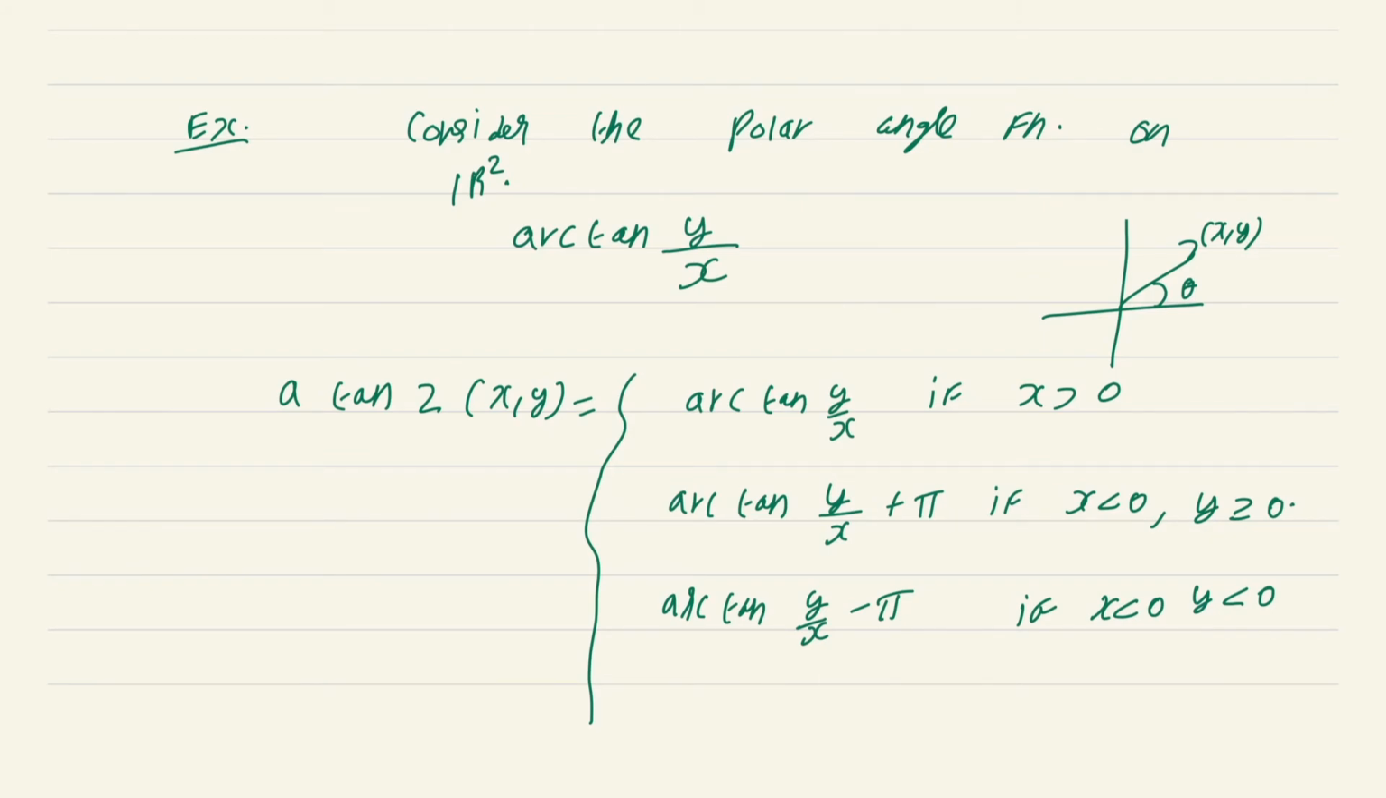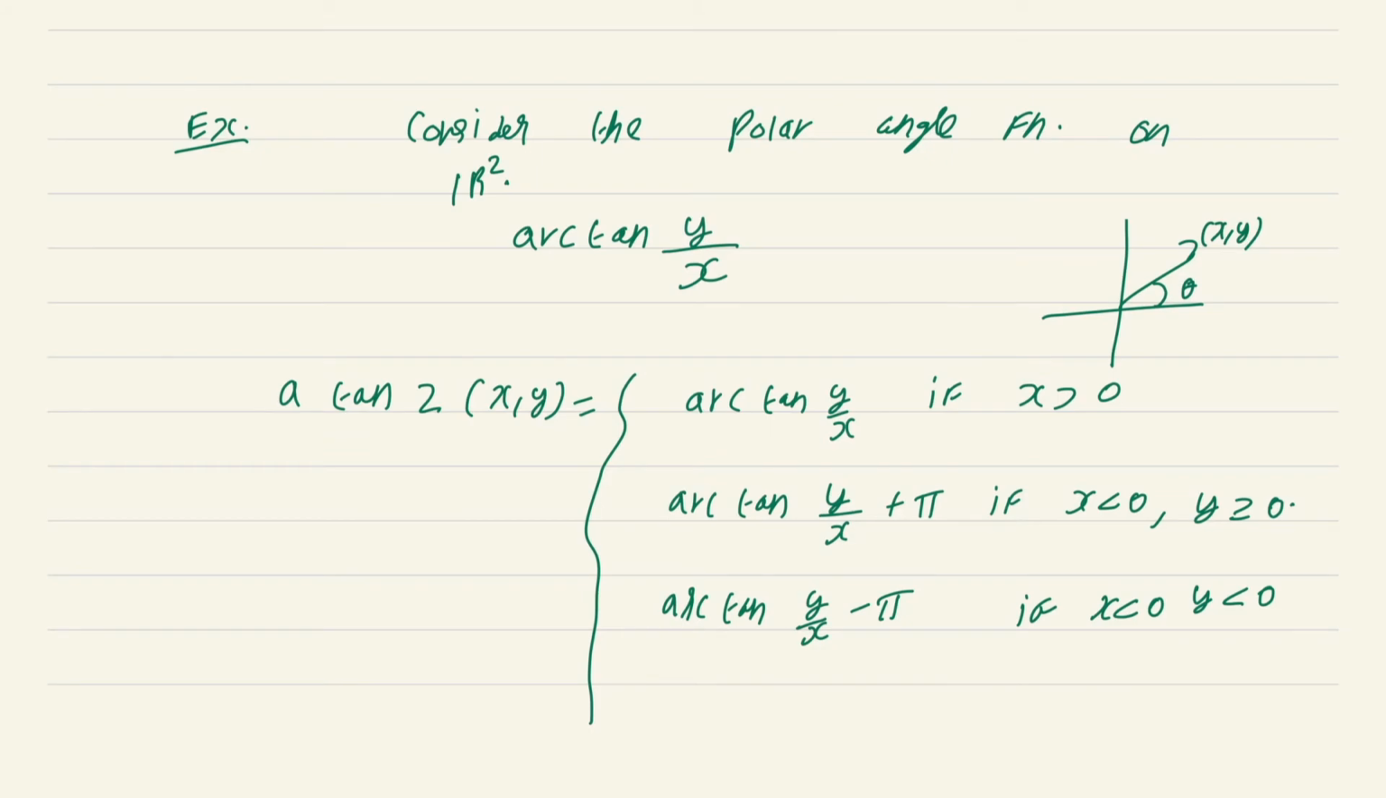Consider the polar angle function on R2. This function is going to be given by arc tan y by x, at least on the first quadrant. Arc tan here is nothing but the inverse of the tangent function that you are familiar with. From basic trigonometry, you can see that this angle theta, the angle made by the vector connecting the origin to x,y with the positive x-axis, is nothing but tan inverse of y by x, which I am calling arc tan y by x.